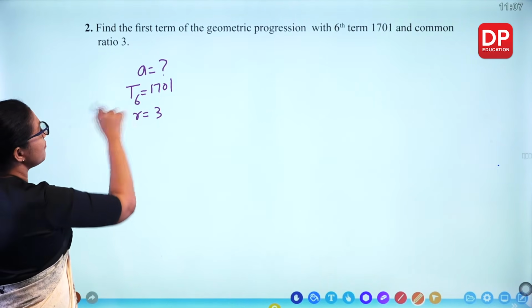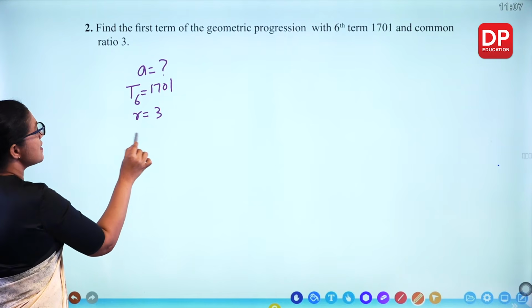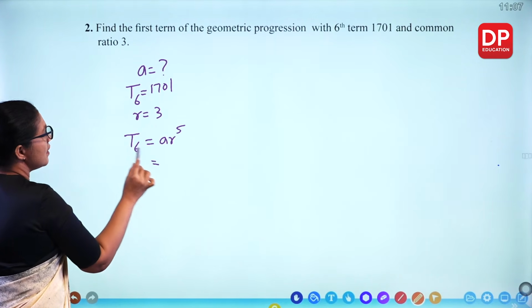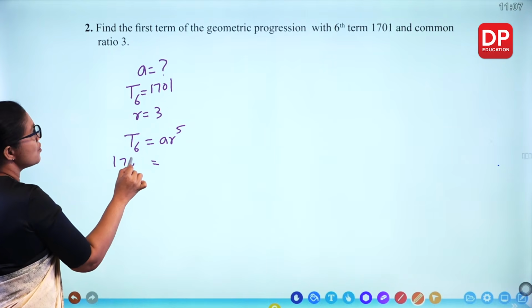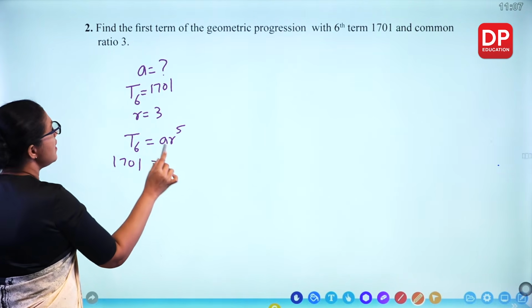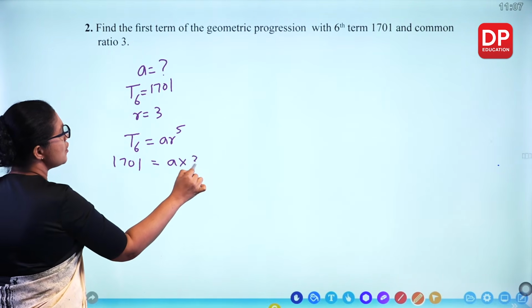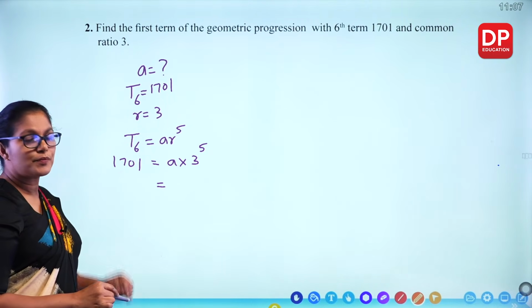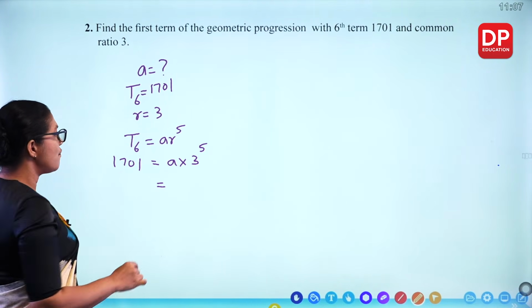Again, plug it to the formula. T6 is what? ar to the power 5. T6 we can substitute 1701 is a times 3 to the power 5. So what is 3 to the power 5? 243.